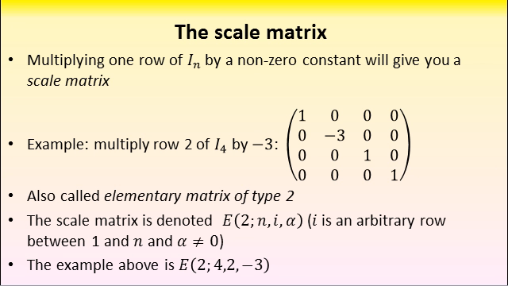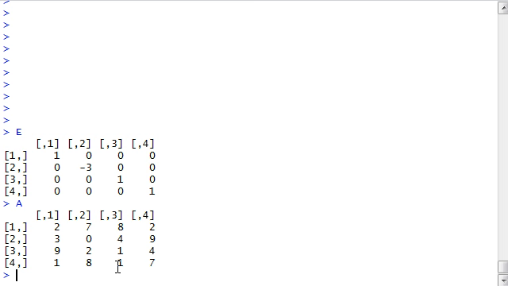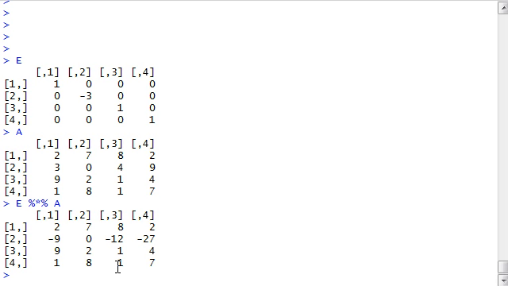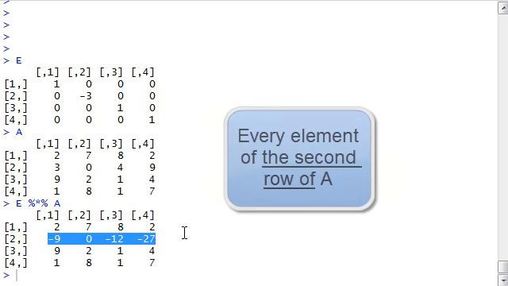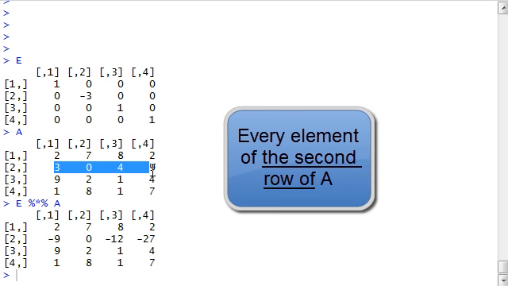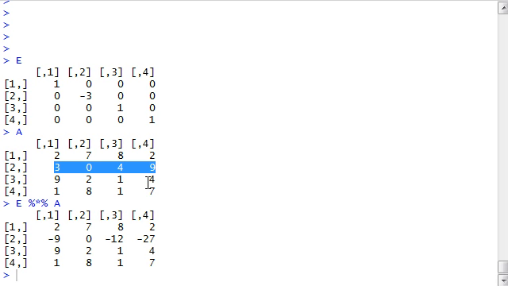Here's the scale matrix again and an arbitrary matrix A. If I pre-multiply A by a scale matrix, we can clearly see what happens. It's only the second row that's affected, and what happens is that every element of that row of A will be multiplied by -3.